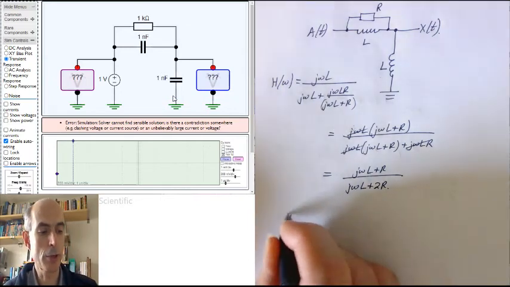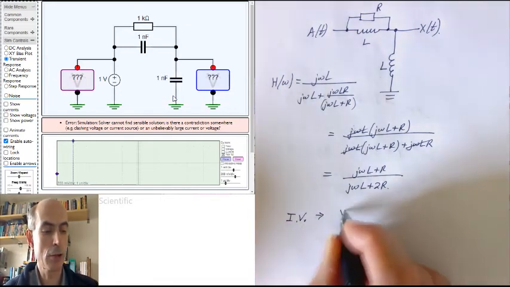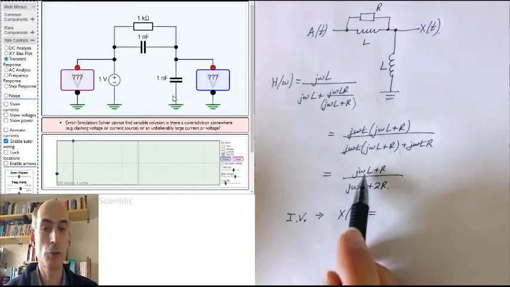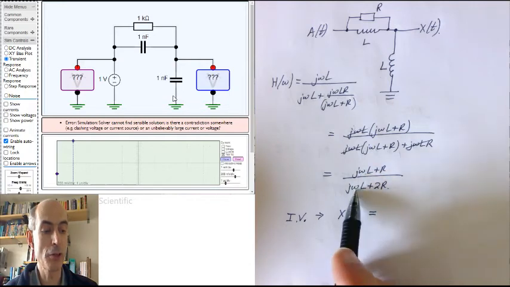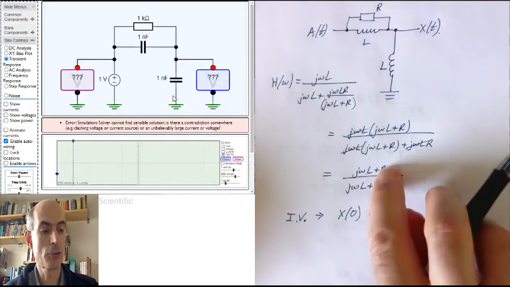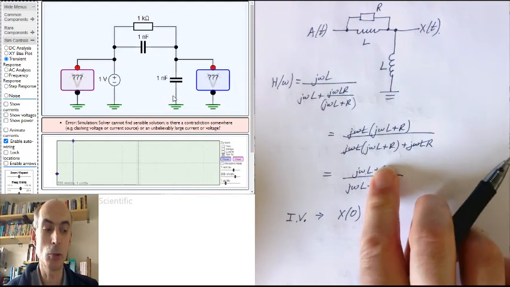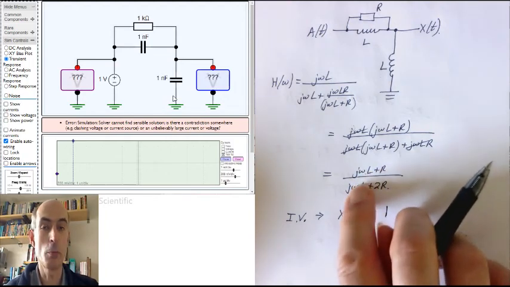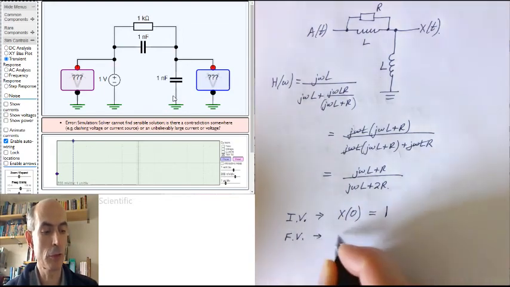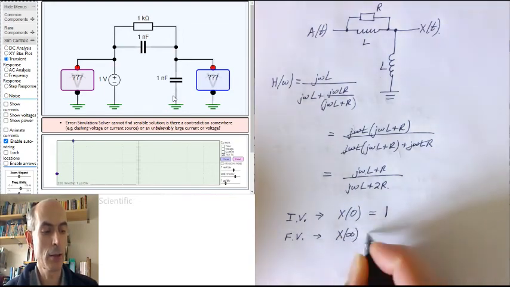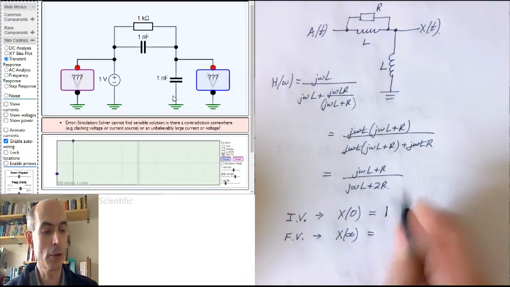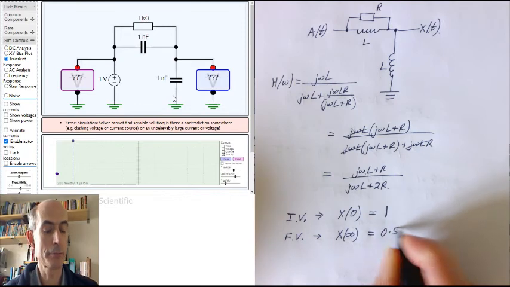And we can work out our initial value. The initial value of the output is going to be the frequency response when omega is infinite. Well, that's just going to be equal to 1, because these R terms are going to be negligible compared to these terms when omega is infinite. And our final value, which is the frequency response when the frequency is 0, is just going to be R over 2R. That's just going to be a half.